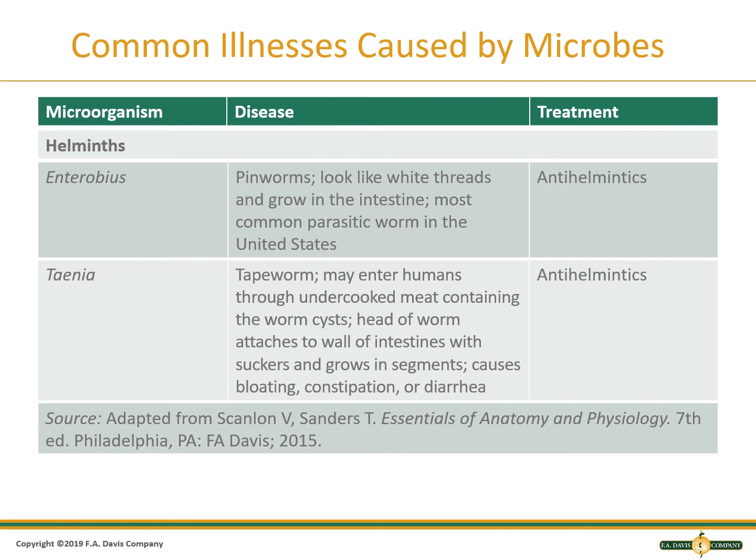Enterobius, these are helminths. Enterobius are pinworms. They look like white threads and grow in the intestine. It is the most common parasitic worm in the United States, treated by antihelminthics. Tinea, or tapeworm, may enter humans through undercooked meat containing the worm cysts. The head of the worm attaches to the wall of the intestines with suckers and grows in segments, causing bloating, constipation, or diarrhea.